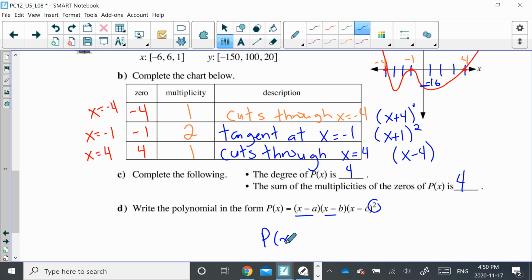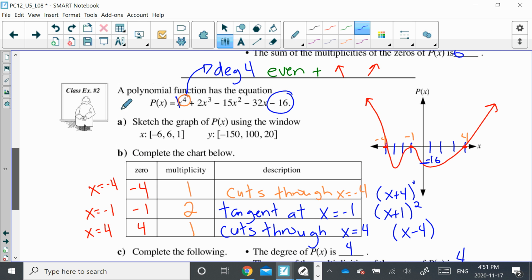So I would say p of x is equal to, this was a multiplicity of 1, so I'm going to say x plus 4. This guy was a multiplicity of 1, so that's x minus 4. And followed by, this was a multiplicity of 2, that would be x plus 1 squared. Okay, if you were to plug this into y2, you would get this exact same graph that would just cut right over top of the equation that is written in expanded form.